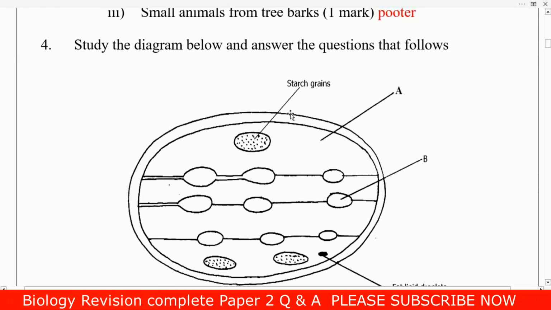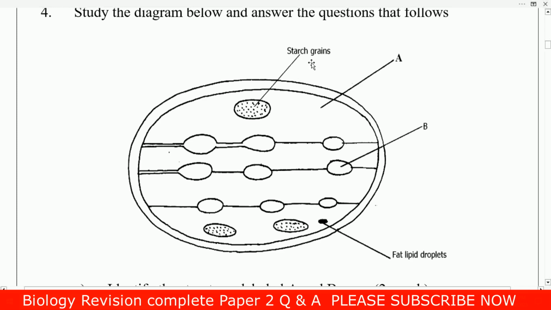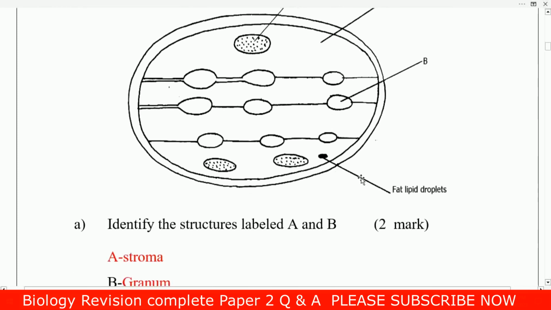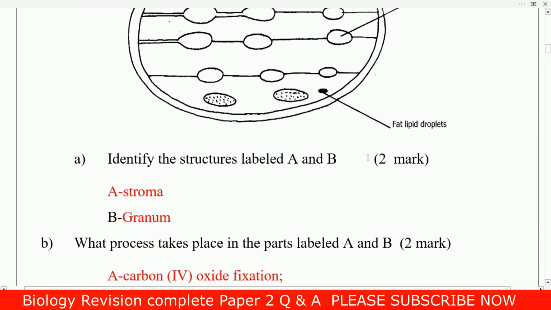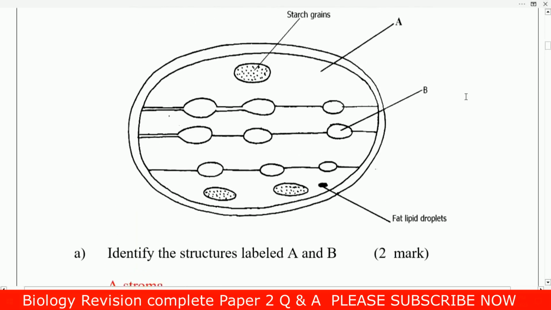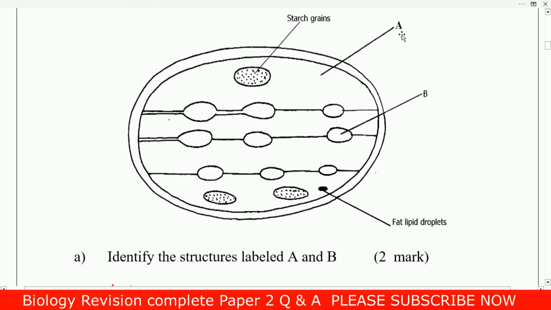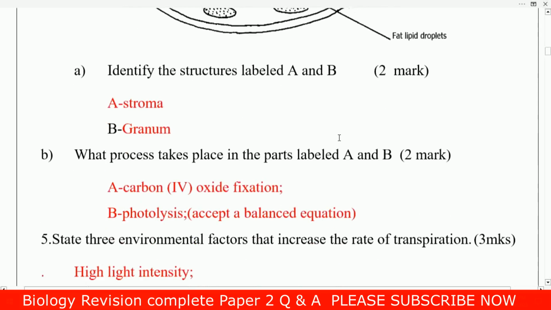Let's go to question number 4. You're told, study the diagram below and answer the questions that follow. You can see the diagram here. It has a starch grain, part labeled A, part labeled B, and another part that is dot like. You are told this one is fat lipid droplets. You are told, identify the structure labeled A and B. The A is stroma, B is granum. Stroma, granum. You can see.